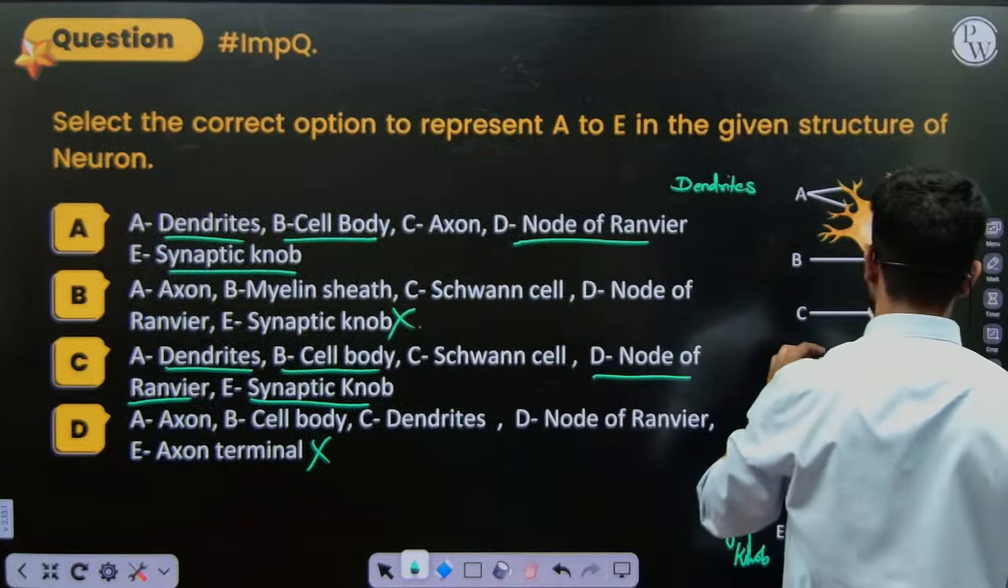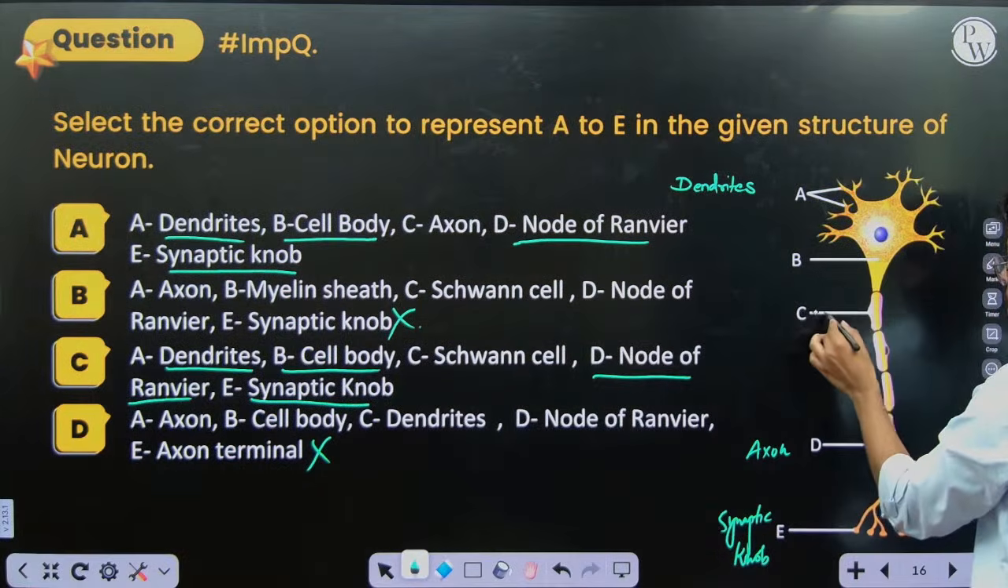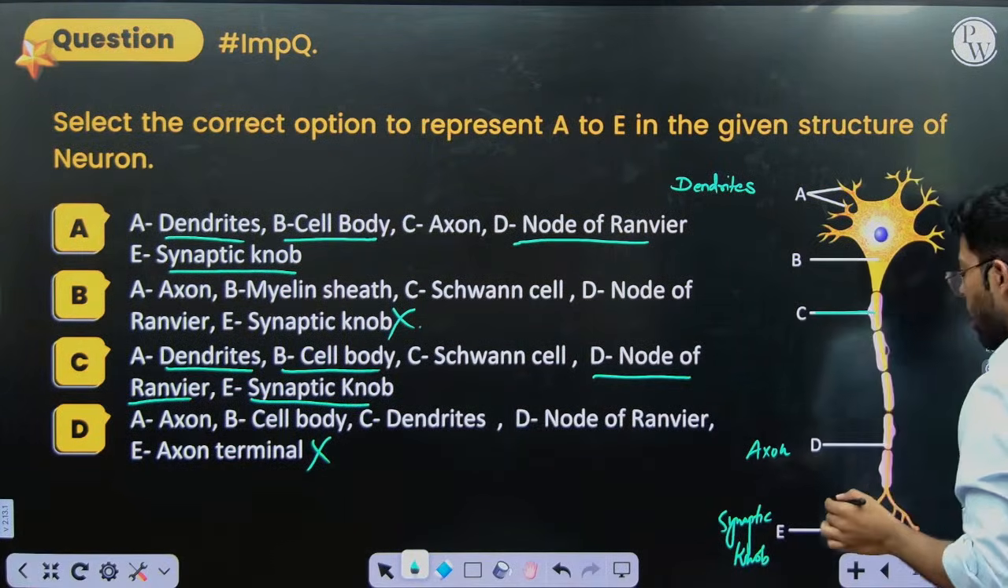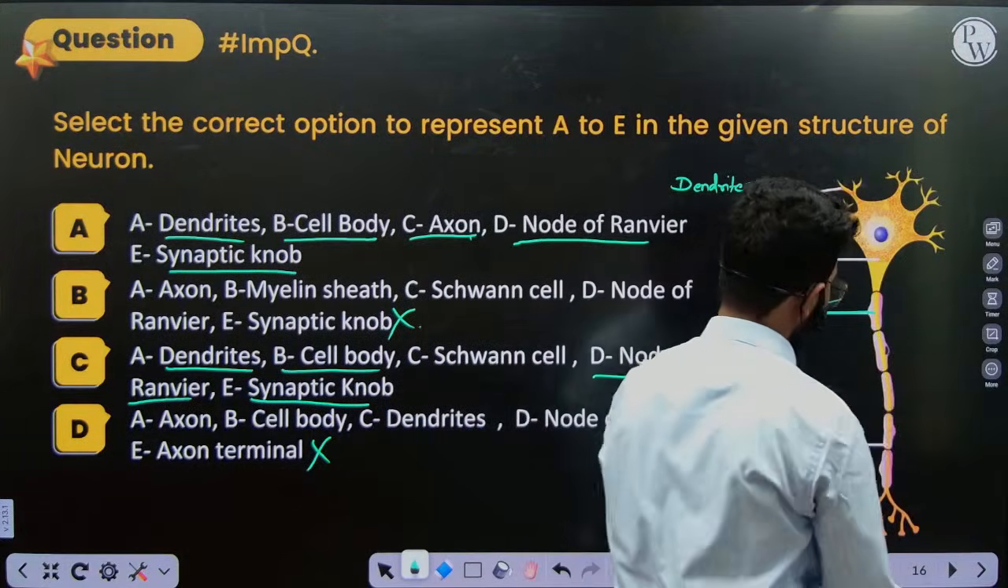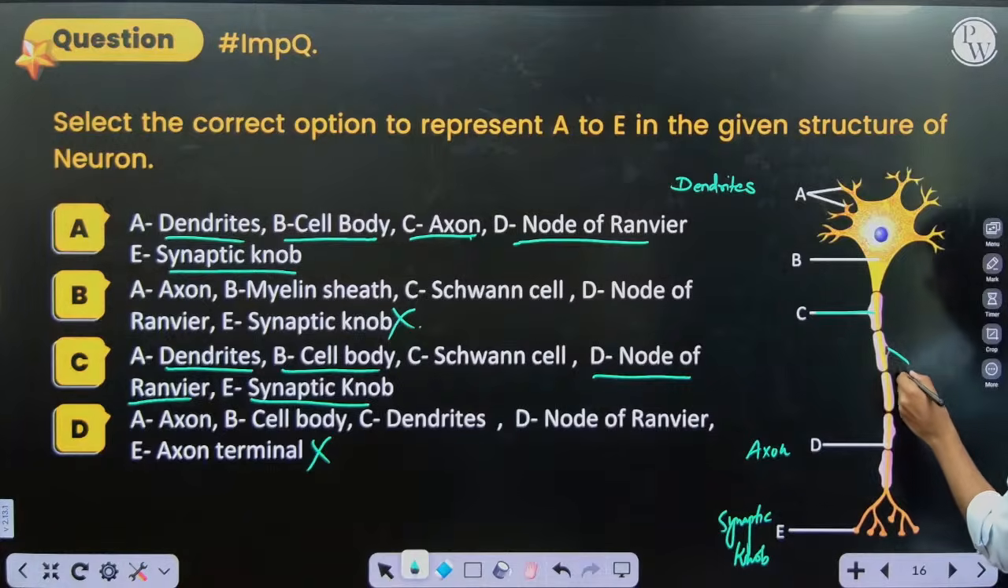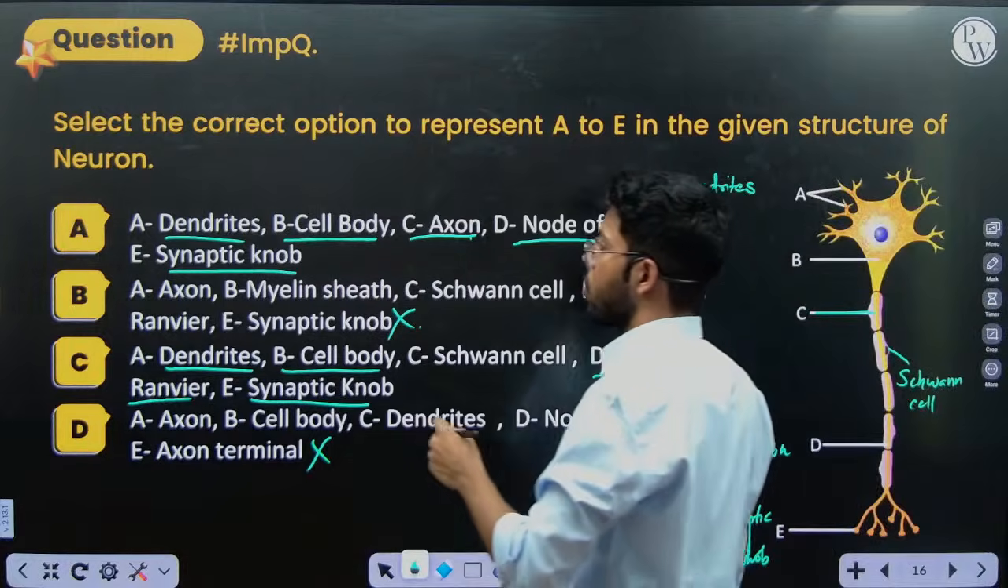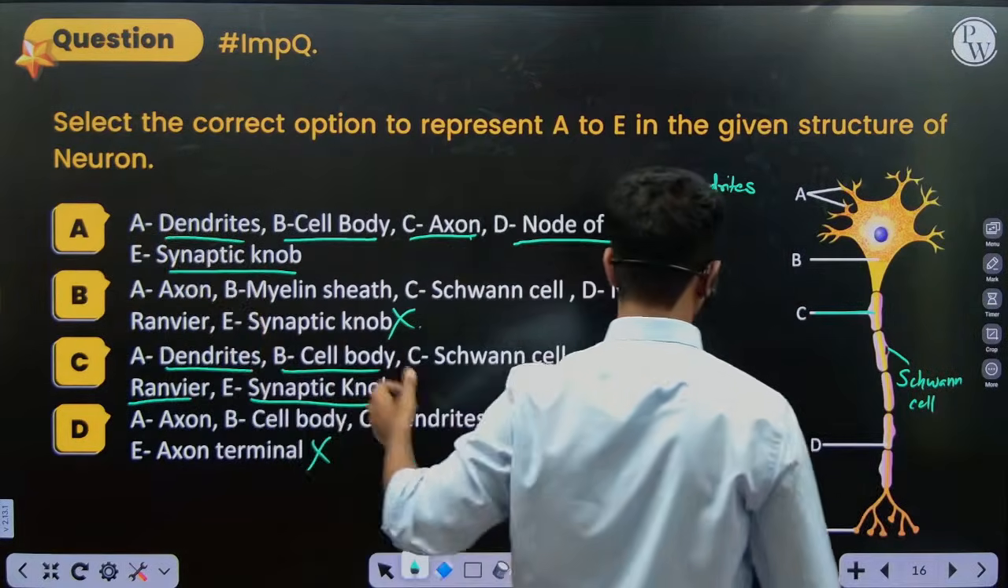She is the axon part. This one is the axon part. Schwann cells are this black color structure. So our correct option is A.